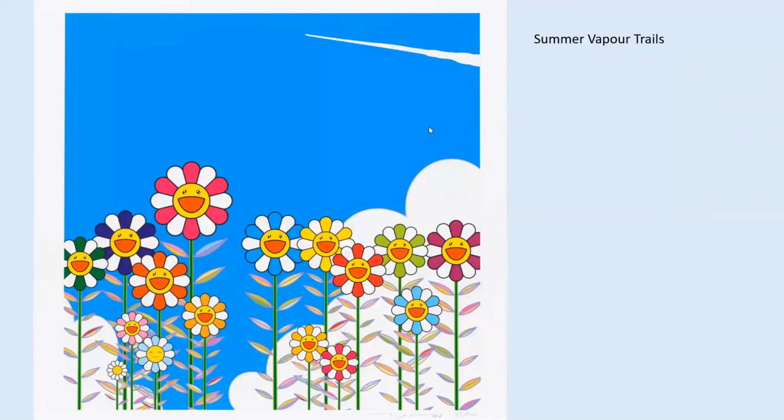All right, so let's have a wee look at some of his work. This one here is called Summer Vapor Trails. We've got that lovely blue sky background with some very happy cartoon flowers in the front. And yes, you look at it, it's very flat. Nothing looks particularly 3D. Nothing's meant to look 3D. It's very cartoony. There's no shading in there, no depth of field. These flowers are a theme in his work, as you'll see.